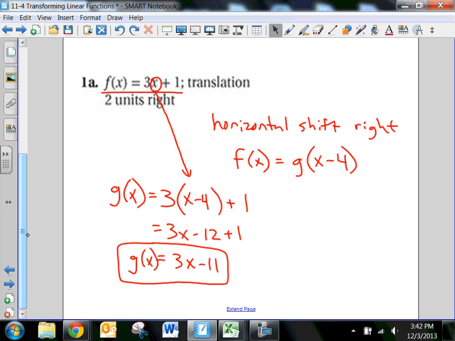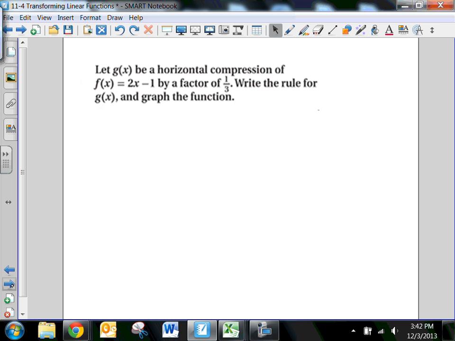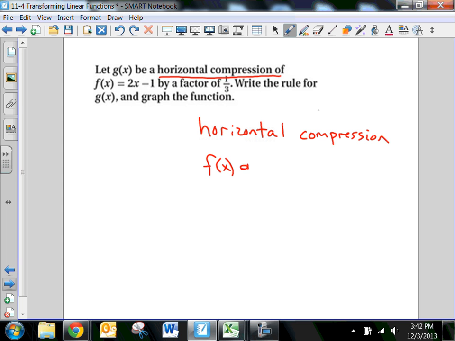Okay, my next example says let g of x be a horizontal compression of f of x equal to 2x minus 1 by a factor of 1/3. Okay, write the rule for g of x and graph the function. So I'm doing a horizontal compression. So if you remember from 2 slides back, that meant that it's going to be f of x equal to g of 1 over b times x, right?